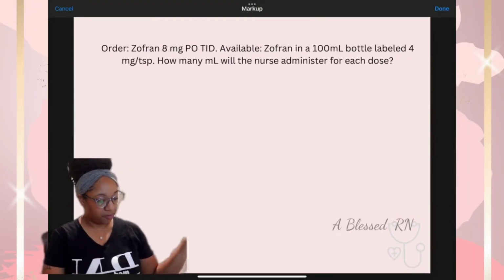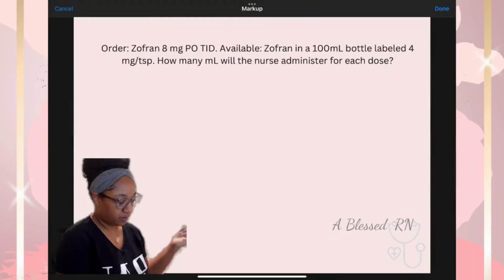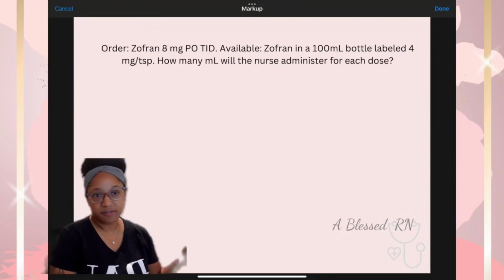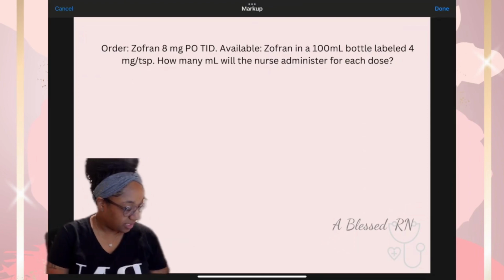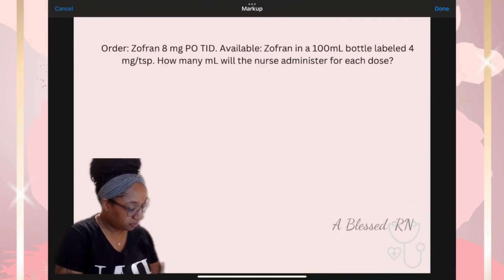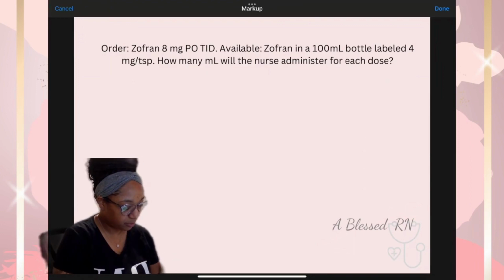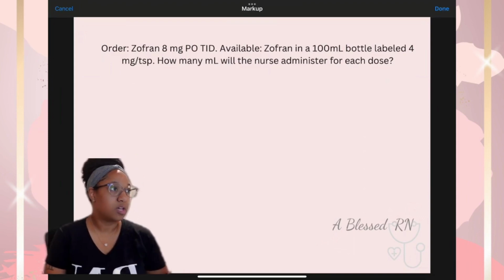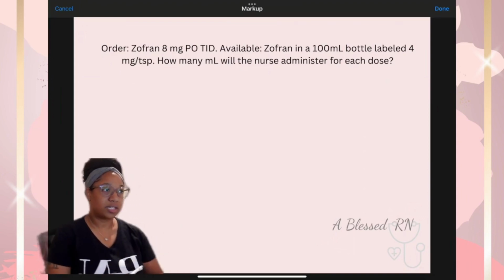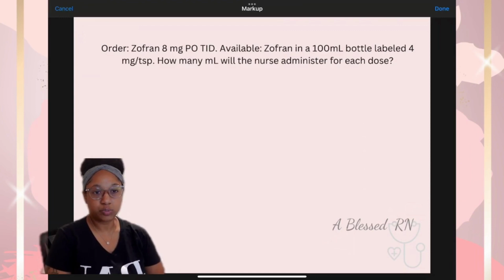Alrighty. Zofran, 8 milligrams PO TID. What is Zofran for, you guys? Does anybody know? Zofran is in a 100 milliliter bottle labeled 4 milligrams per teaspoon. How many mLs will the nurse administer for each dose? Nausea. Yup. I gave some of that this week.